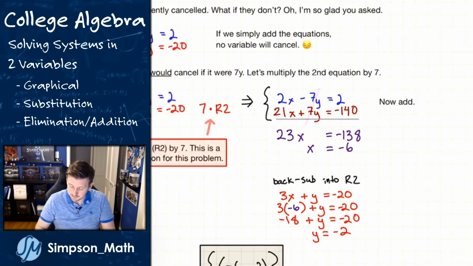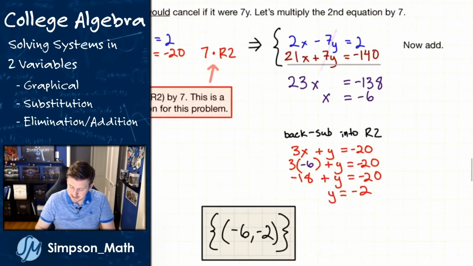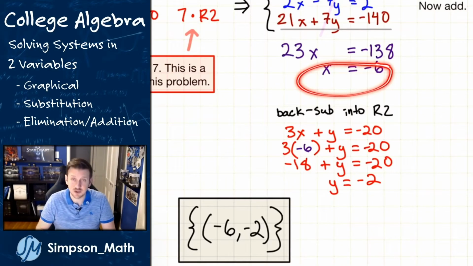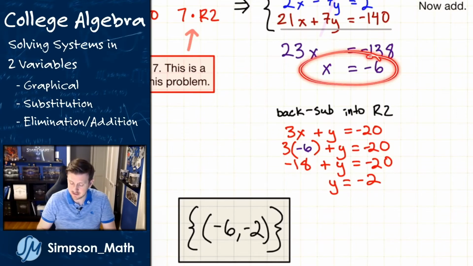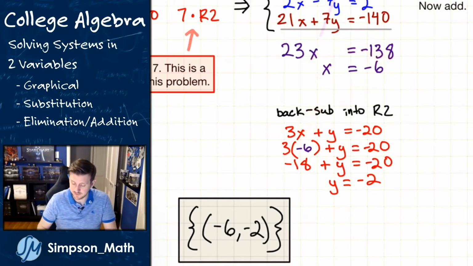All right, so then we're going to back substitute. I'm going to take my negative 6, and you can plug this into, just like with substitution, either equation. So I'm going to take this negative 6 and plug it into the x. Now, we don't have one where we have already solved for y, so plug it into whichever, and then you'll have to do a bit of solving. So 3 times negative 6 is negative 18. Add that to both sides, and we end up with y equals negative 2.